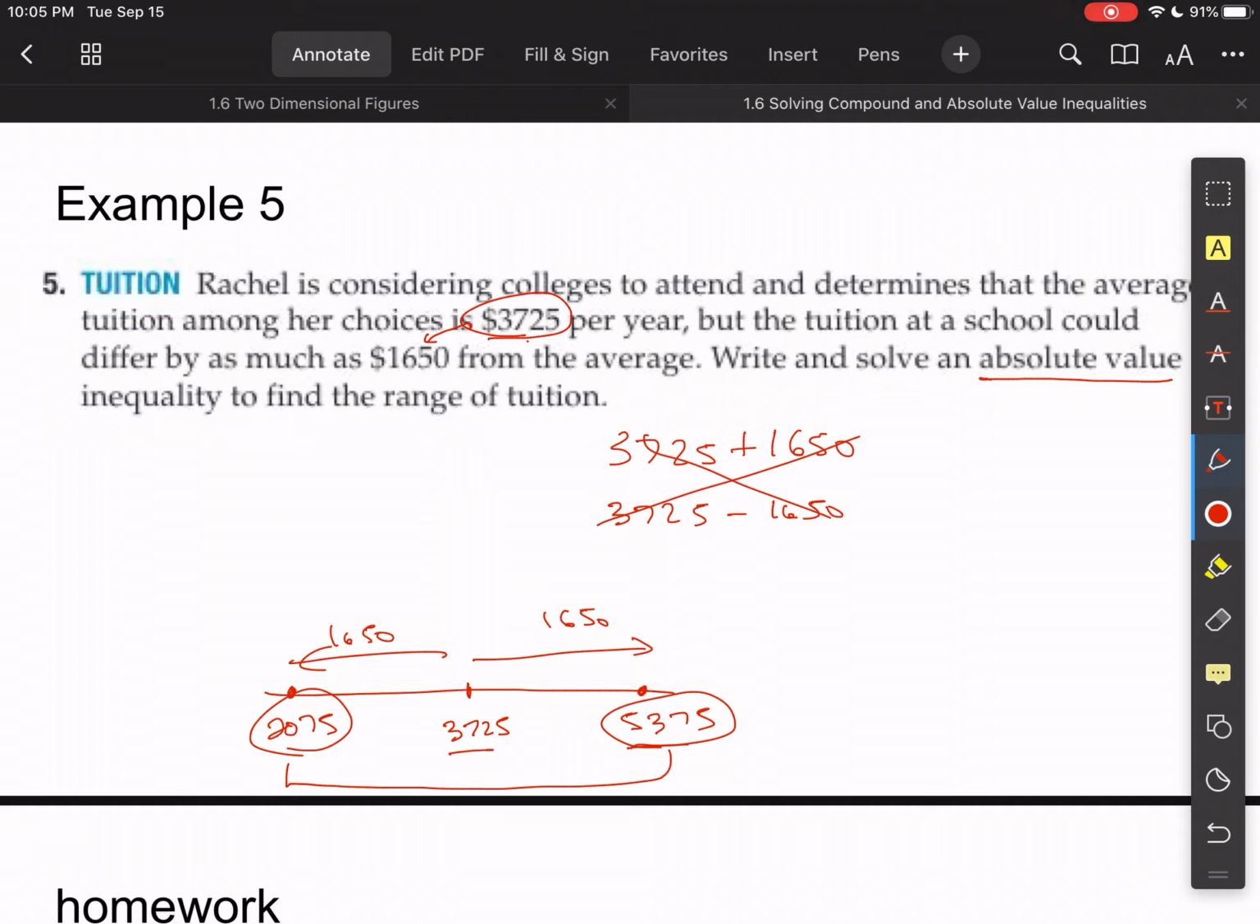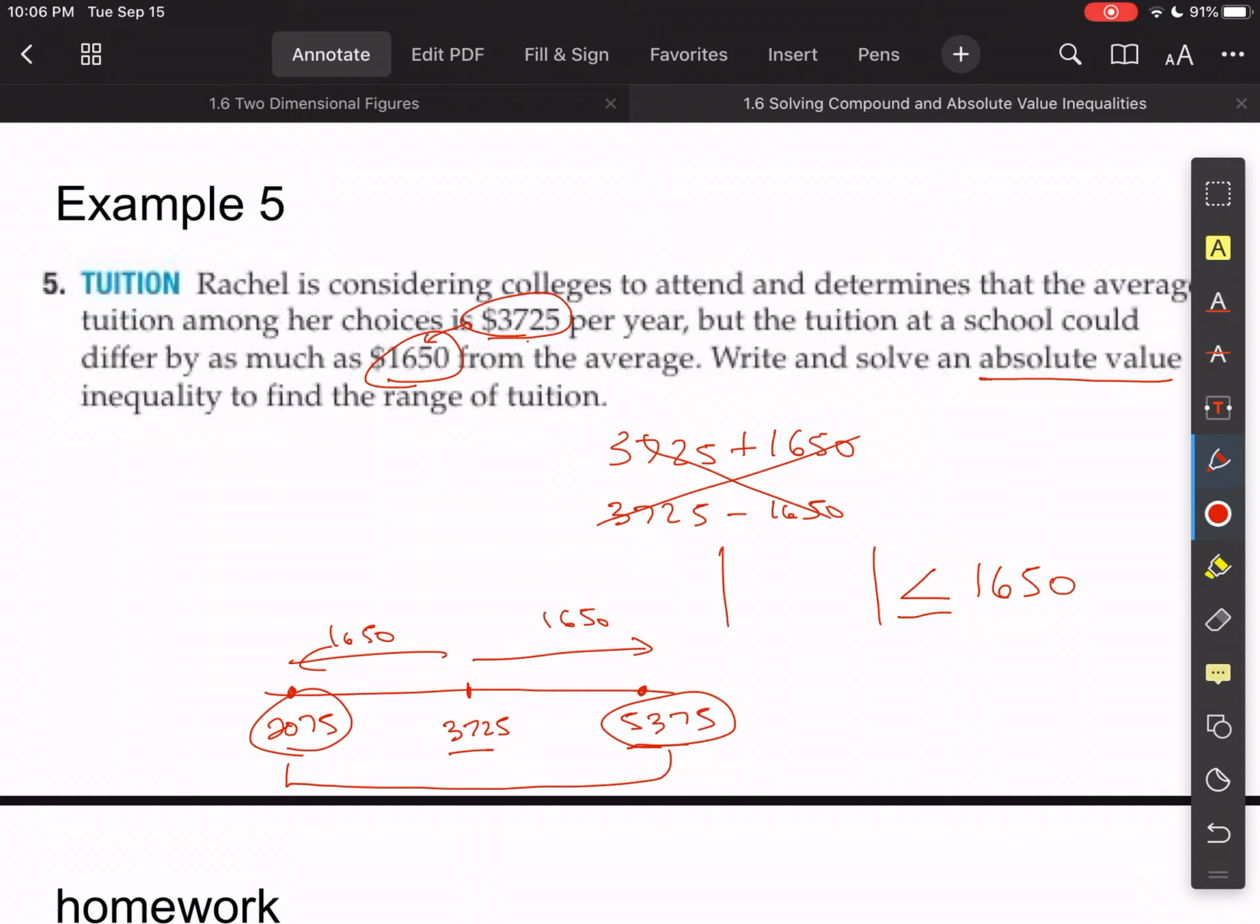Okay, so the middle number here, the distance that we're talking about, is from 37.25. We know that it's a difference, and we know that the difference has to be less than 16.50. So that's an "and" statement, right? If it's an "and" statement, it's a less than statement. So we know it's going to be less than or equal to 16.50. Okay, this is the hard part. Since it's plus or minus, that's considered an absolute value.